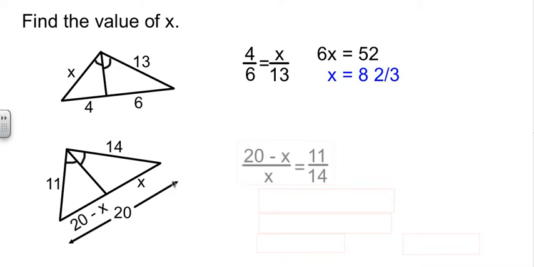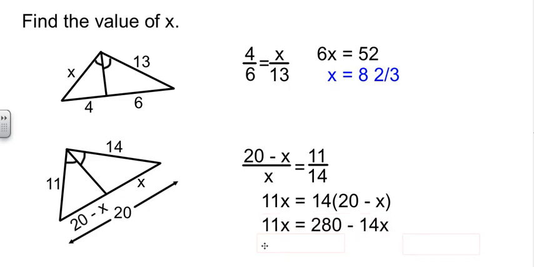Now I can write ratios. 20 minus x over x is the same as 11 over 14. The ratio of the two segments of the third side here is equal to the ratio of the two sides. Well, now it's an easy problem. Cross multiply. I'm going to distribute, bring the 14x over, and then divide by 25 to find out that x is 11.2. If I needed to, I could now find this other piece over here. We could find that out easily enough. 20 minus 11.2 is 8.8 if we needed that.